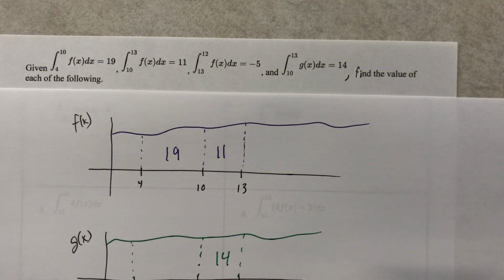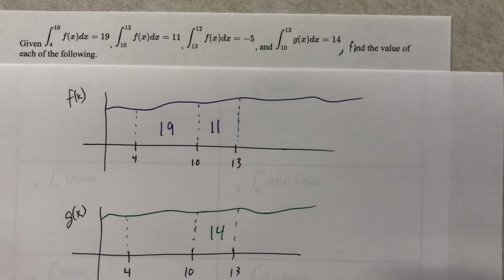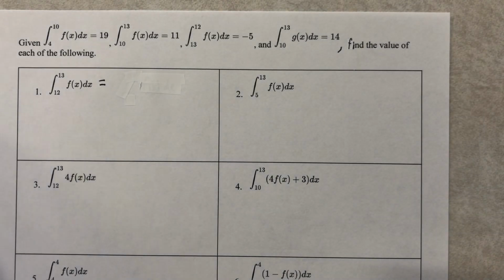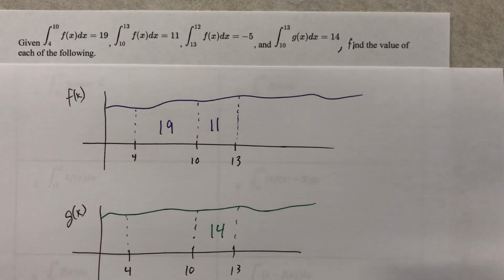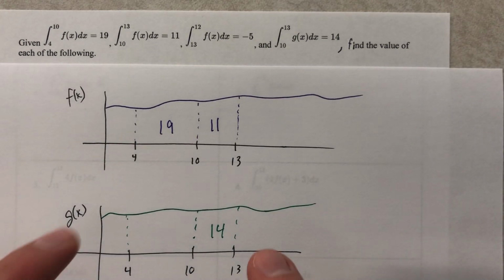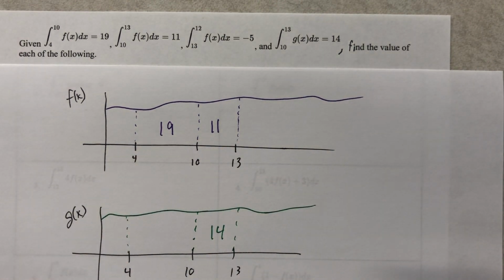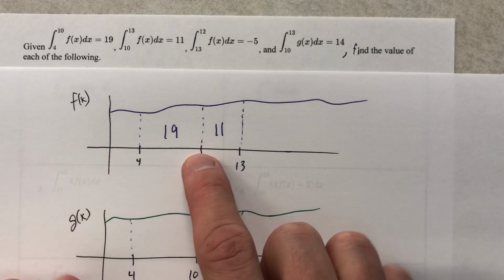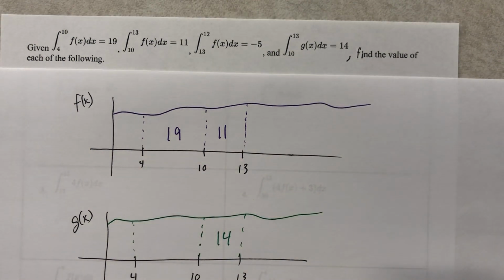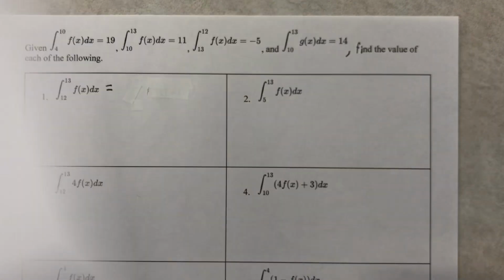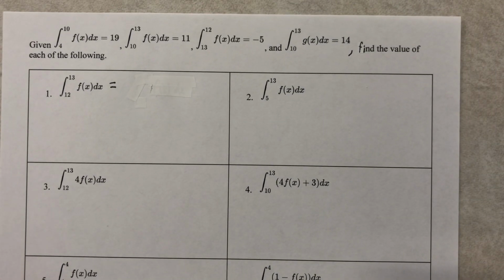So let's kind of jump in. Just predicting a few things. They might ask, and I'm not sure, I haven't even looked through the questions that I typed way back in the day, but they might ask, what's the area from 4 to 13? Well, you just add those together. Or they might say, what's the area from 10 to 4? You'd be going backwards, it would be -19. Things like that, okay? So let's proceed.